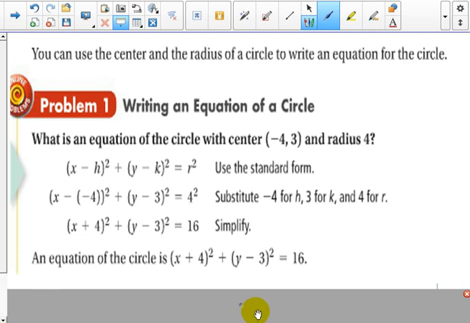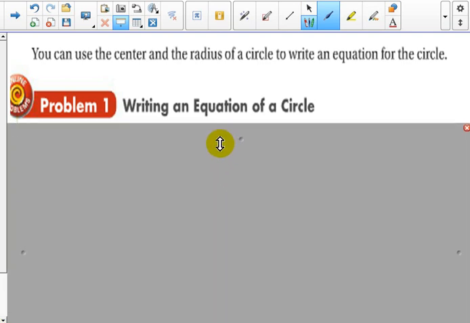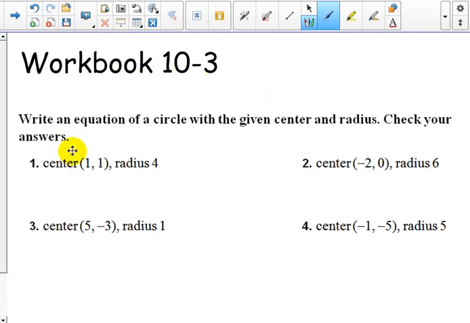So if you will get your workbook page, your practice K for 10-3, and let's work problems 1, 2, 3, and 4. Okay, you're going to work this in the same way. Let's work problem 1 together. It says write an equation of a circle with a given center and radius. Check your answers. So they give us a center of 1, 1 and a radius 4.